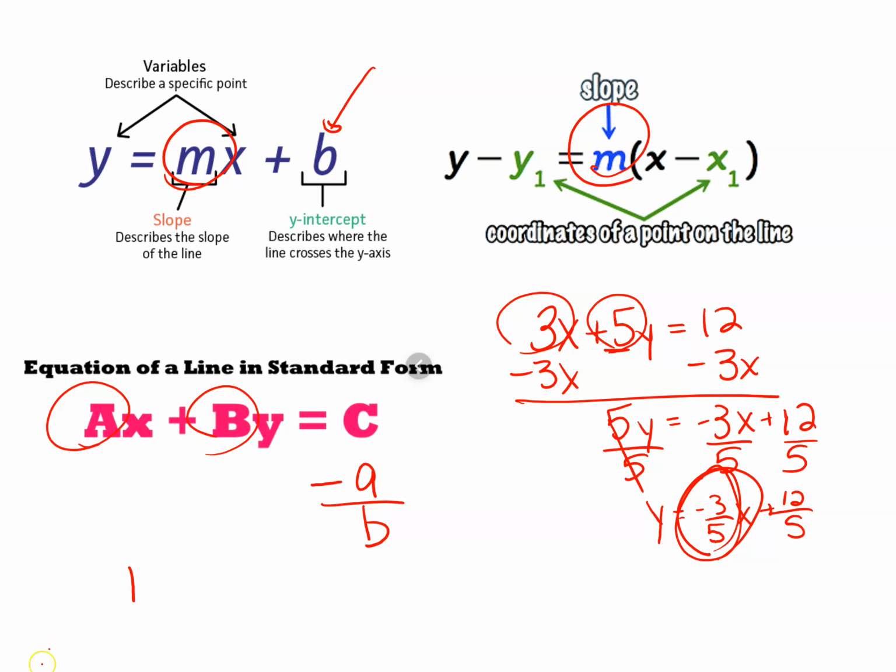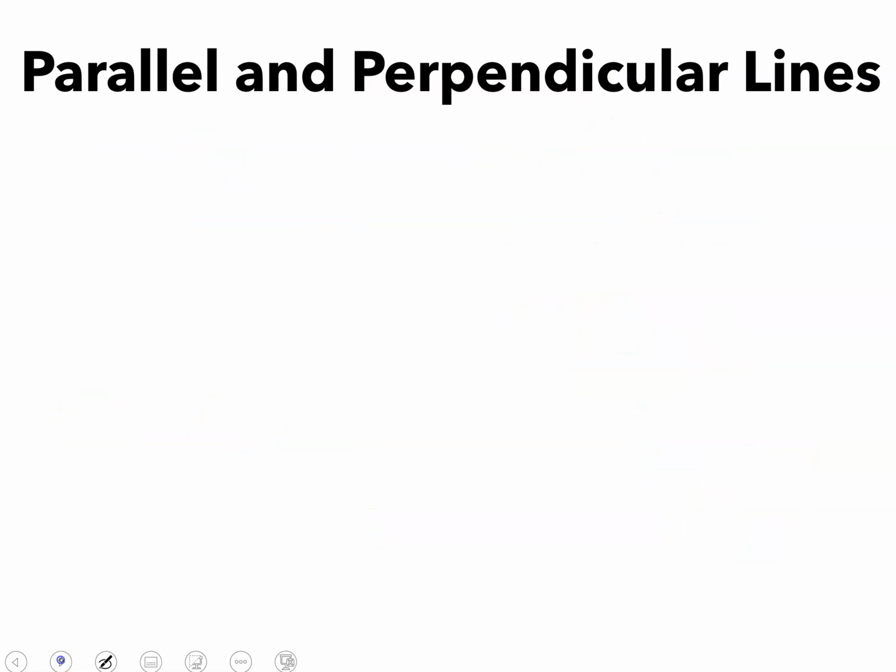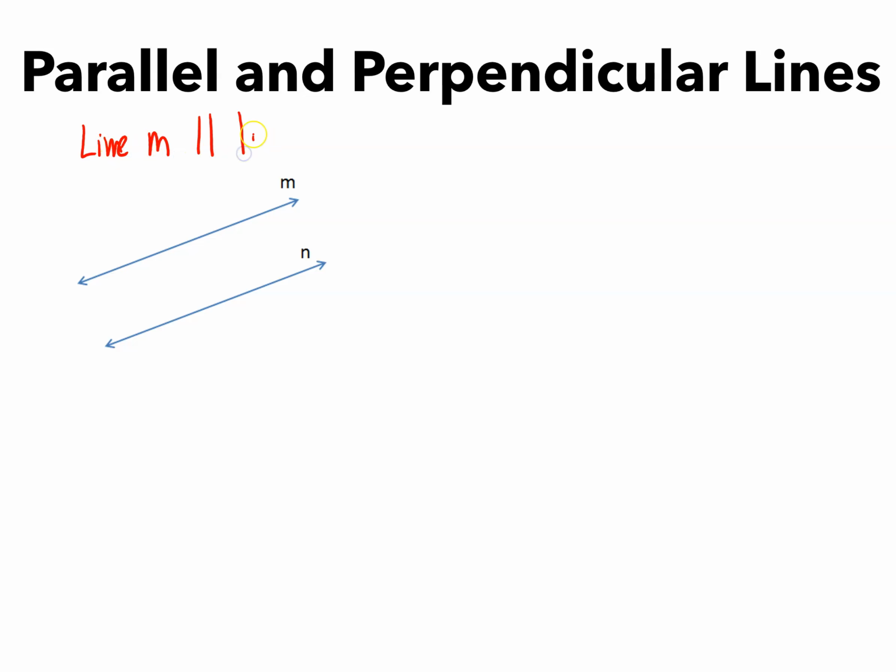So let's take some examples and see. Well, first we're going to talk about what it means to be parallel and perpendicular. Two lines that are parallel, they're never going to touch each other. They have the same slope. So we say that line M is parallel to line N, and that's the notation for parallel. So they never touch each other, and what we know is that they have the same slope.